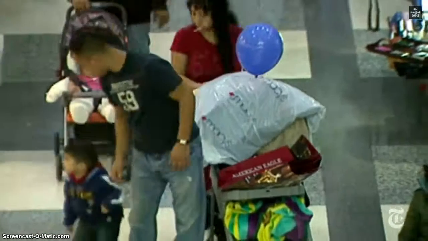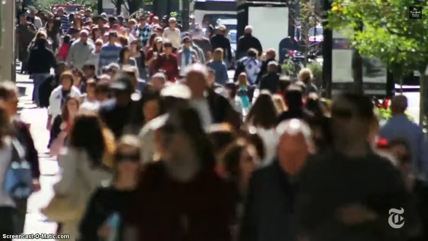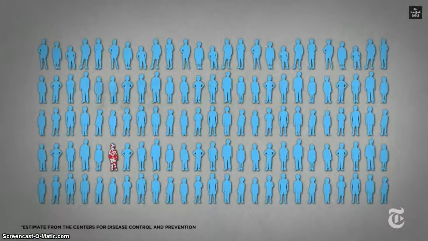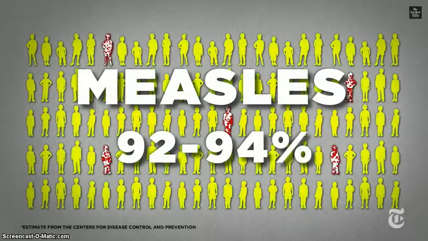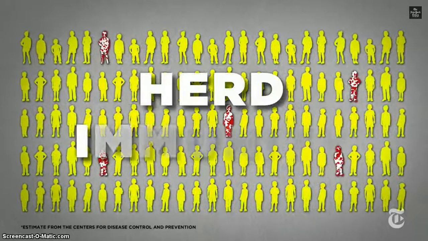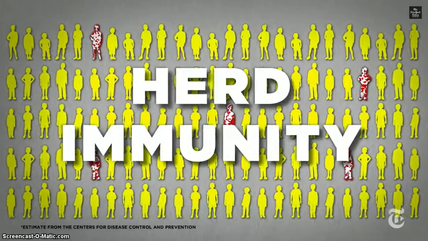Vulnerable people, like newborns, depend on the immunity of those around them to protect them from dangerous diseases. To keep measles from spreading, for example, about 94% of a community needs to be vaccinated. It's called herd immunity. In some areas, that's a concern.